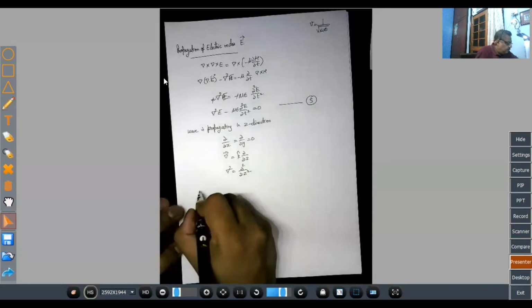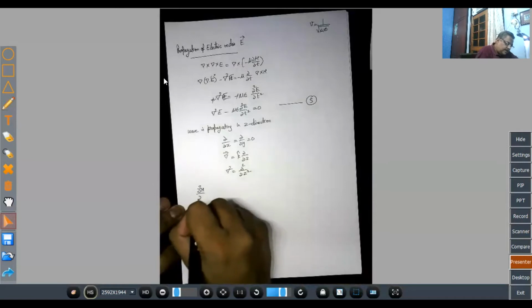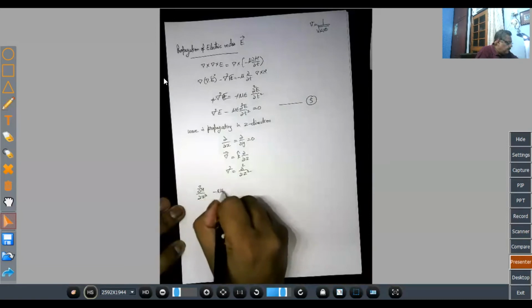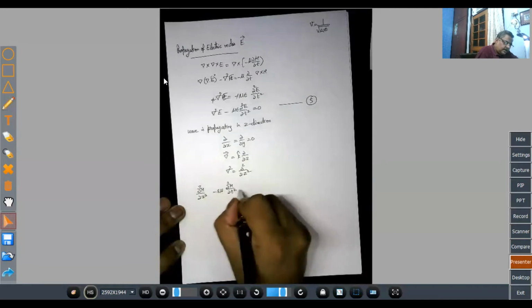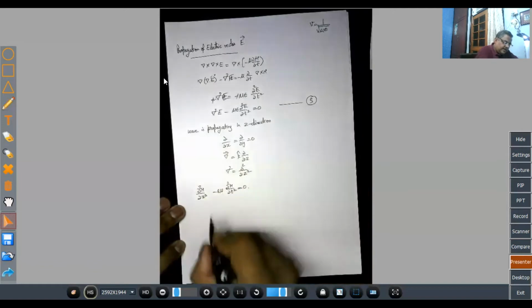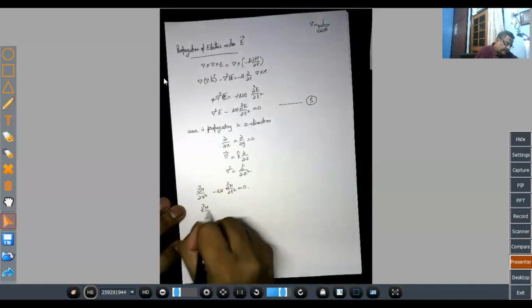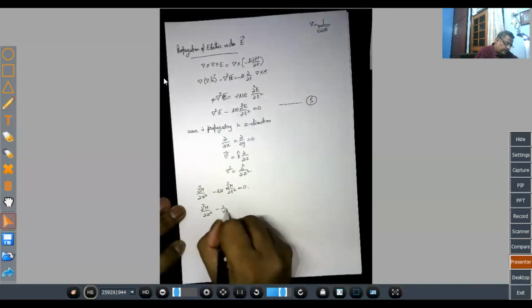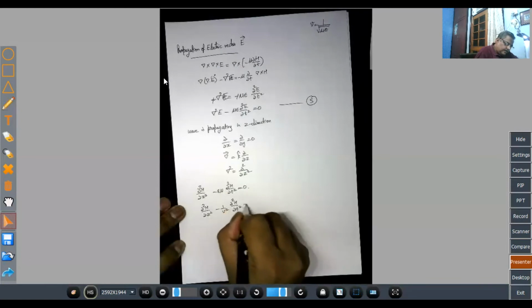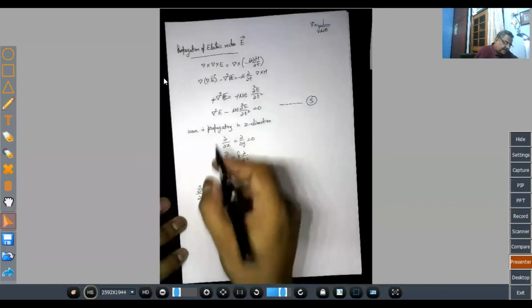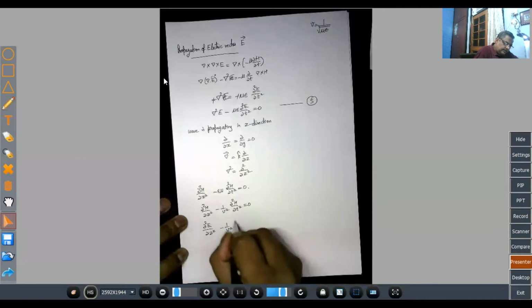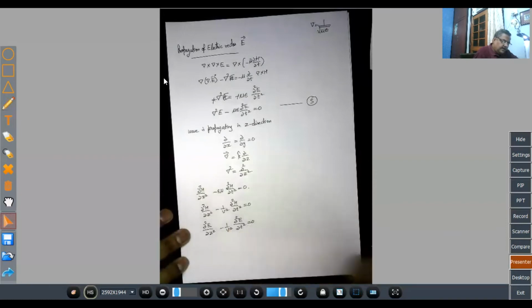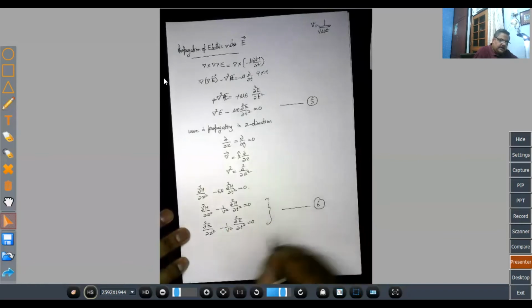So they will reduce to del 2H by del z2 minus epsilon mu del 2H by del t2 equal to 0. Now we substitute epsilon and reduce this equal to 0. In a similar manner, this equation 5 will give me the other equation. We call this set as equation 6.